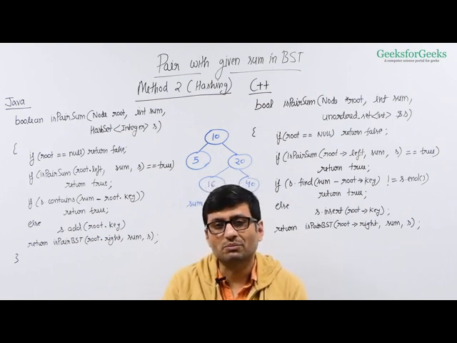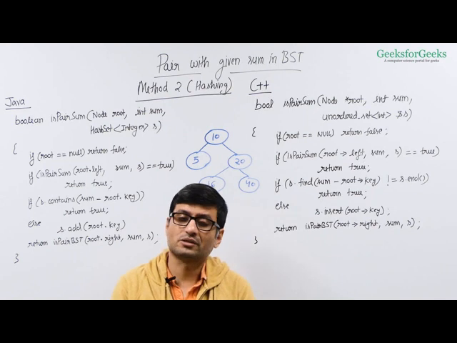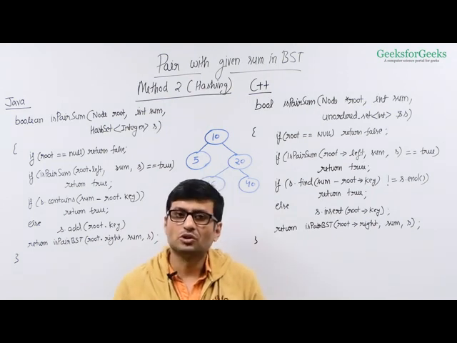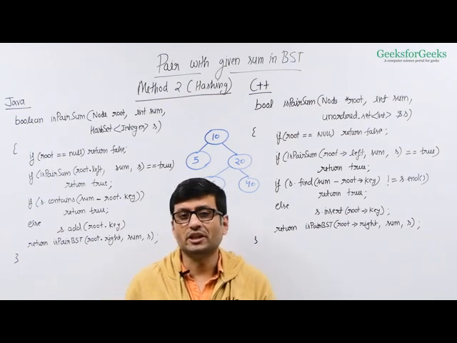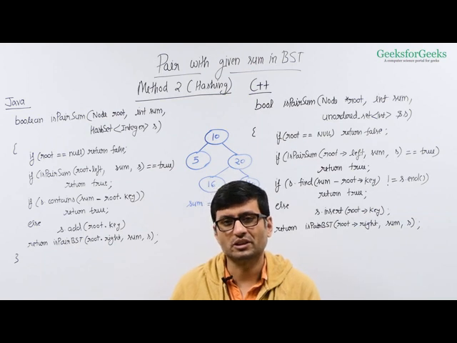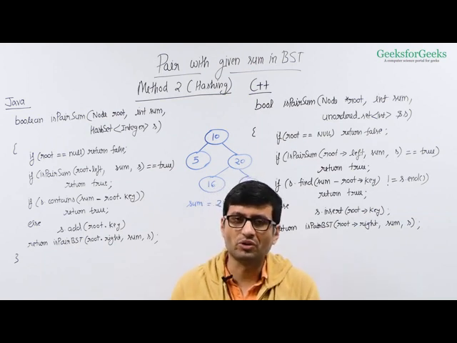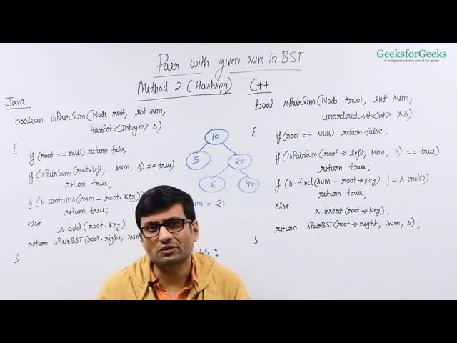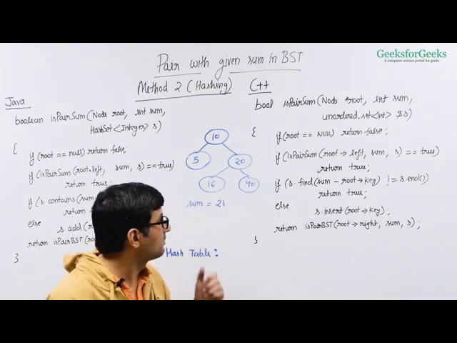The advantage of this approach over the previous one is that as soon as it finds the pair, it returns true. So the worst case time complexity is theta n, however, it can take less than theta n time in some cases. If you find the pair while doing inorder traversal at the first two nodes, you will immediately return true. Let us do a dry run of this approach for this example BST.